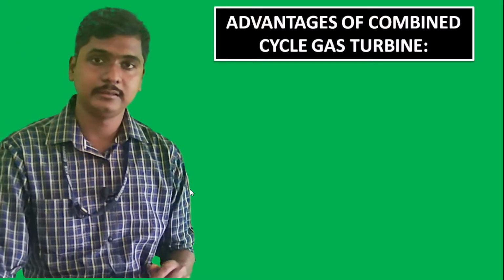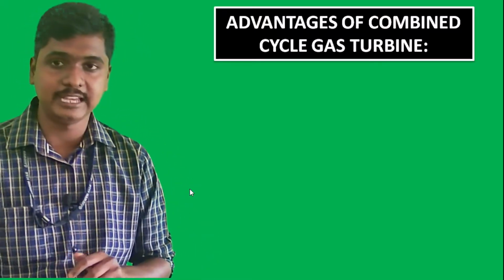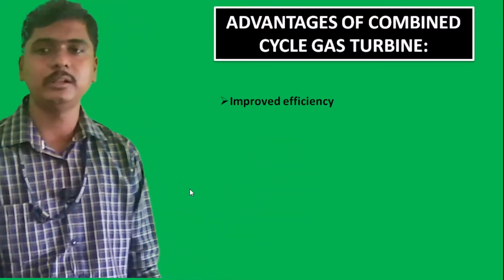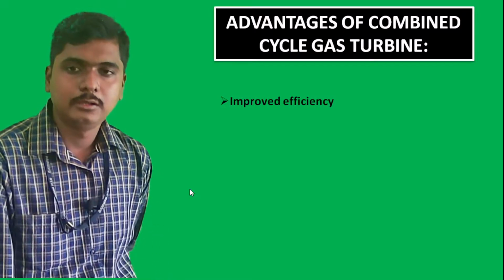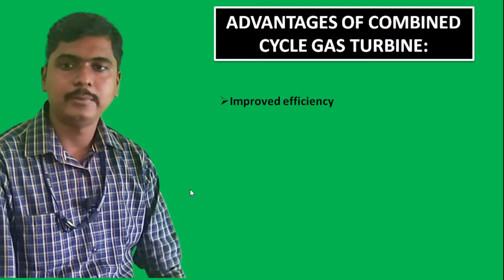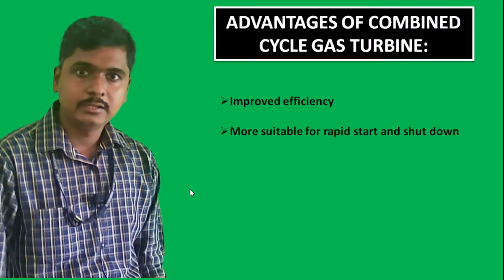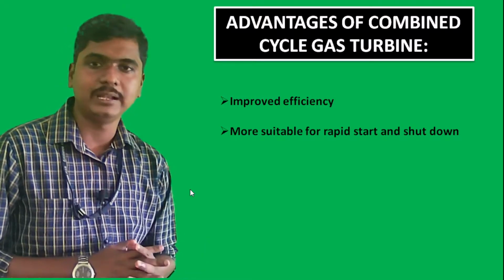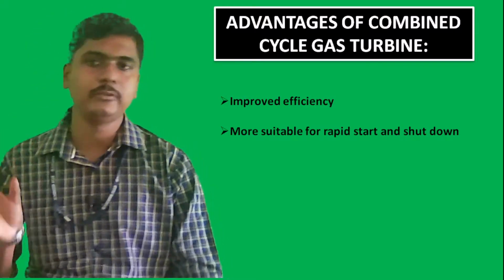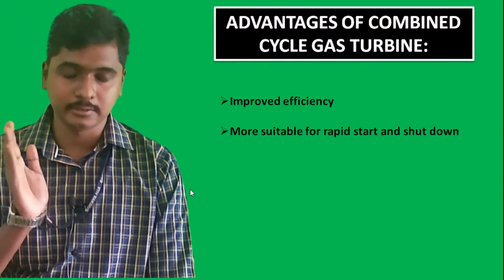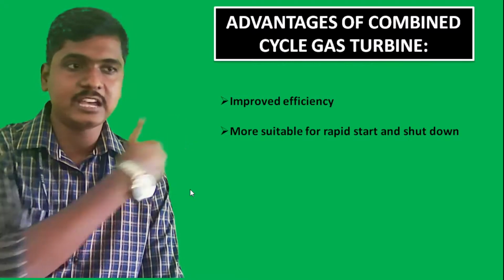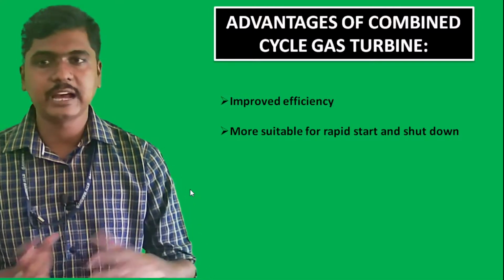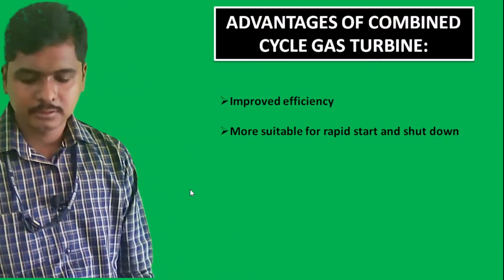Now the last part, the advantages of the combined cycle gas turbine. First, as I told you a number of times, it improves the efficiency as compared to a conventional gas turbine power plant. Second, it is more suitable for rapid start and shutdown. Normally it takes lots of time, effort and fuel to start a power plant, but in the case of a gas turbine power plant this scenario does not come into the picture. You can do rapid start and stop of the power plant.